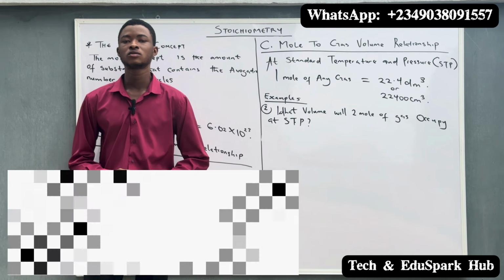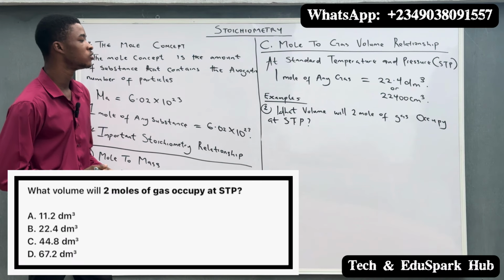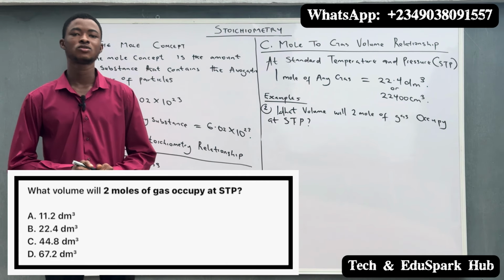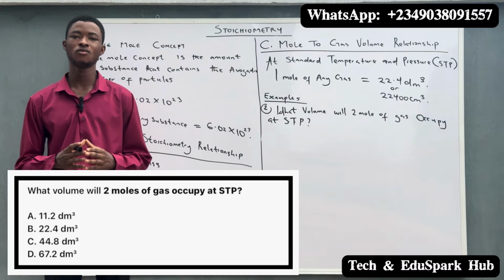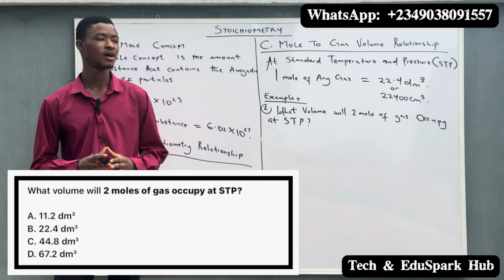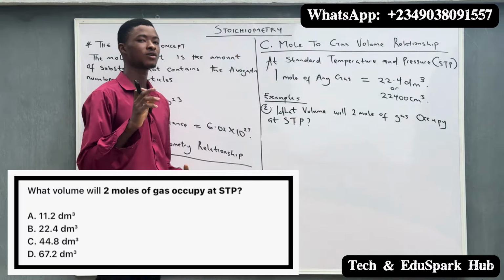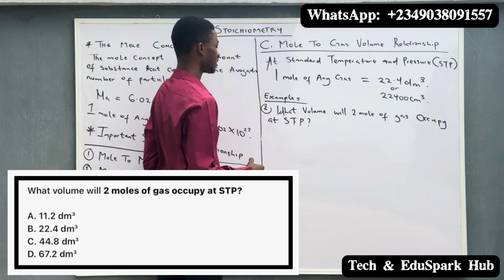And moving to the second question as displayed on the screen, the question says, what volume will 2 mole of gas occupy at STP? So in this kind of question, one thing you have to note is that you have to read your question very well so you can know what you are solving in particular. So this question is asking us what volume, which means we are asked to calculate what? The volume. So what volume will 2 mole of gas occupy at STP?